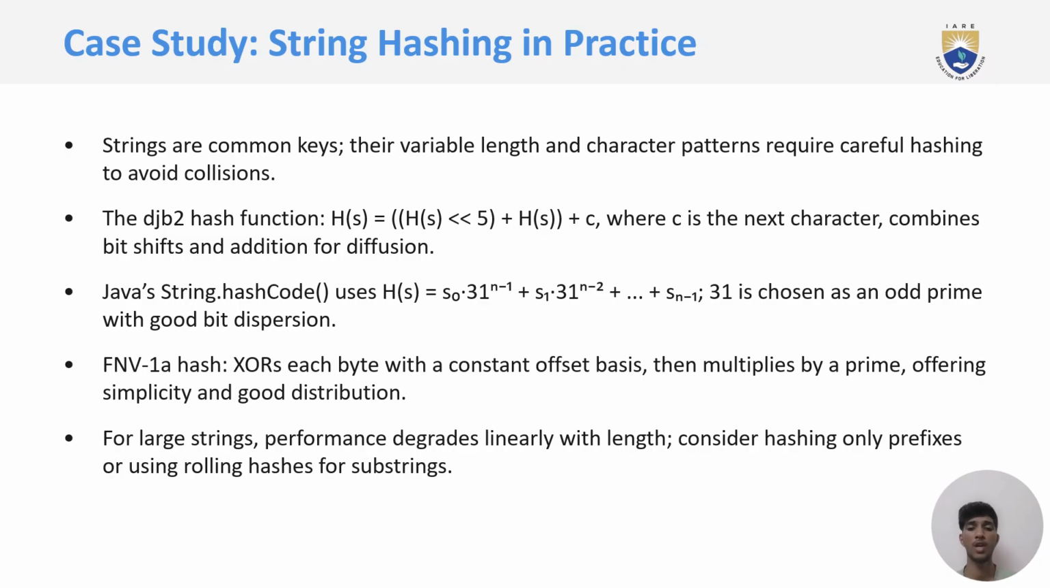Another widely used algorithm is the FNV hash, which combines XOR operations and multiplication. These techniques help distribute string values more evenly across hash table buckets.